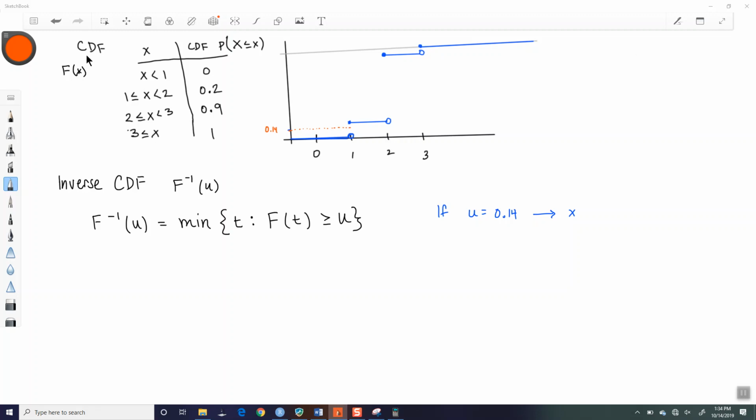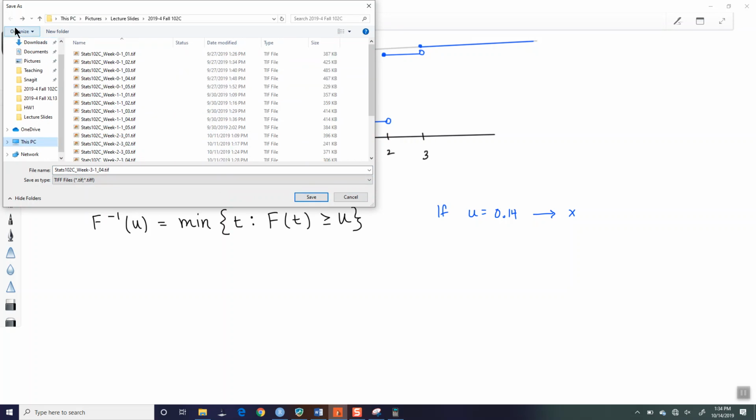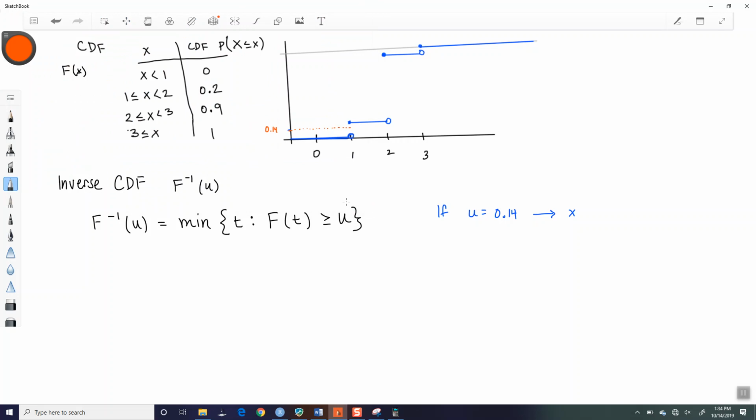So recall the PMF. This is maybe a tiny bit of cheating, but x can be 1, 2, or 3, with probability 0.2, 0.7, and 0.1. Okay. So if u is 0.14, what is the x that it becomes? It becomes 1.